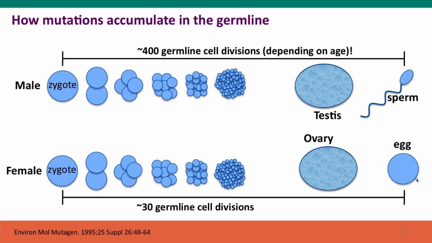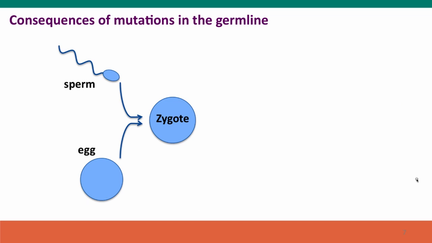Now, what about the consequences of these mutations? Well, most of the new mutations that we inherit don't cause us any problems at all. So when the egg and the sperm fuse, they create the zygote. Remember, the zygote is diploid.